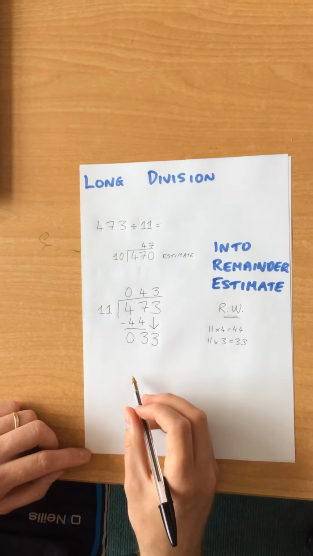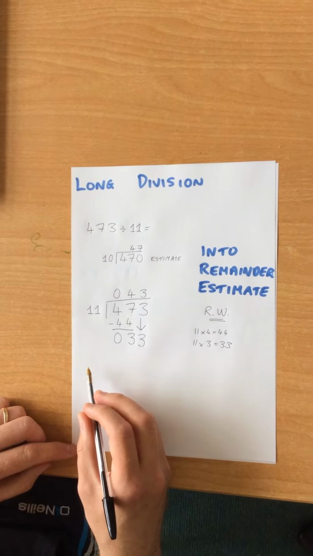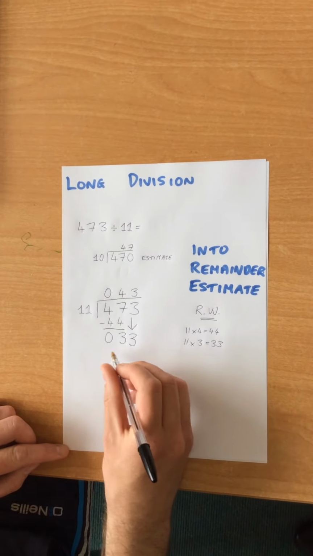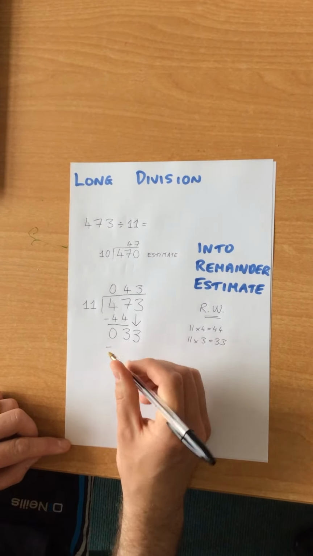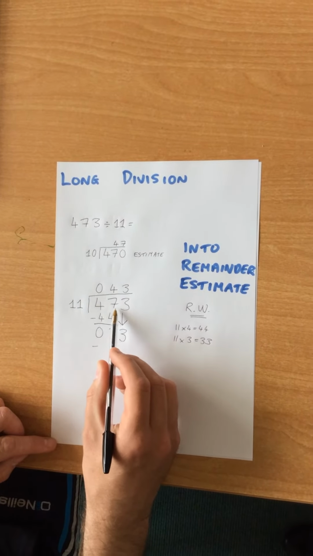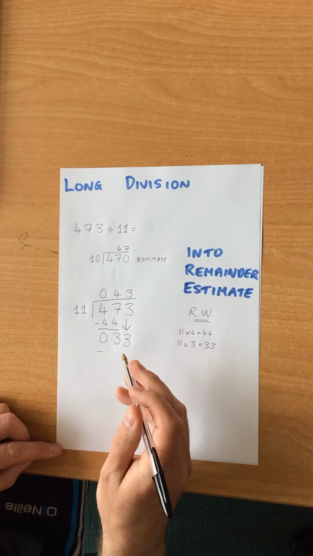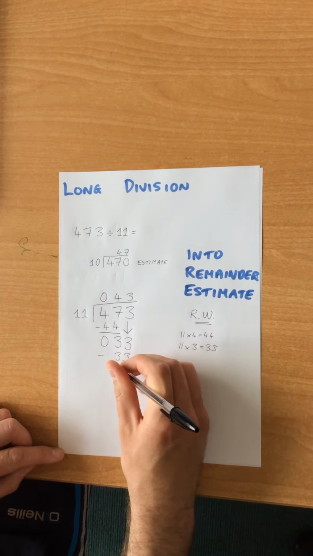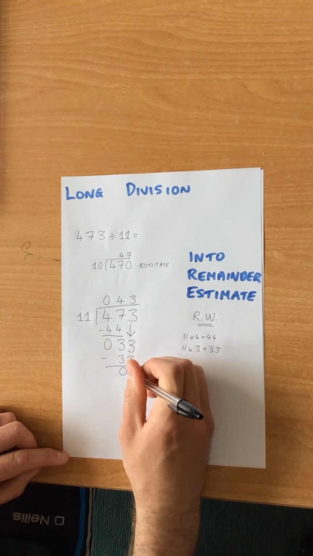You know, some children have a tendency to leave the sum at this point, but it is very important that they show the remainder at the very end. So in this case, 11 goes into 33 3 times. So I'll take away my 33 and I have no remainder.